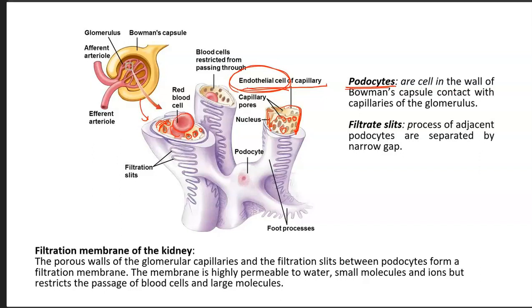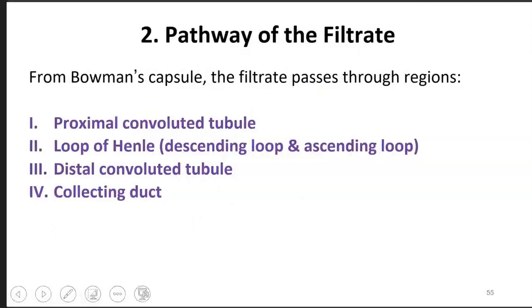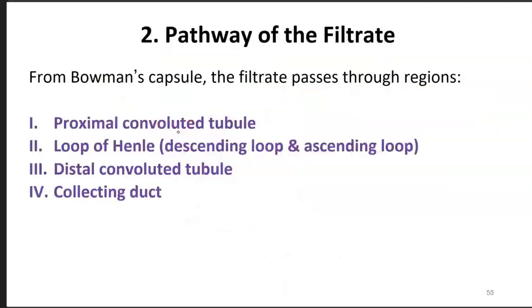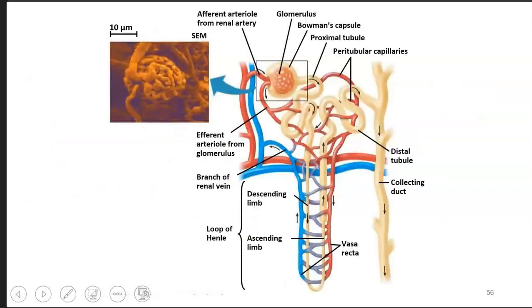Podocytes are cells in the wall of the Bowman capsule, in contact with the capillaries of the glomerulus. Podocytes are the cells of the Bowman capsule which is in contact with the glomerulus. And then you have the filtration slits. Processes of adjacent podocytes are separated by narrow gaps, that is the filtration slits.